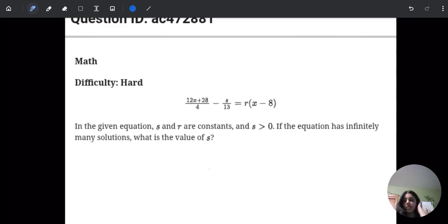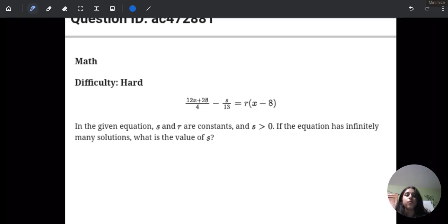In the given equation, S and R are constants and S is greater than 0. If the equation has infinitely many solutions, what is the value of S? Provide a little bit of context. This question is deemed as hard by the College Board, meaning that lots of students do not solve it, and what we're going to do is solve it in basically under a minute. So you're just going to see how we do this.